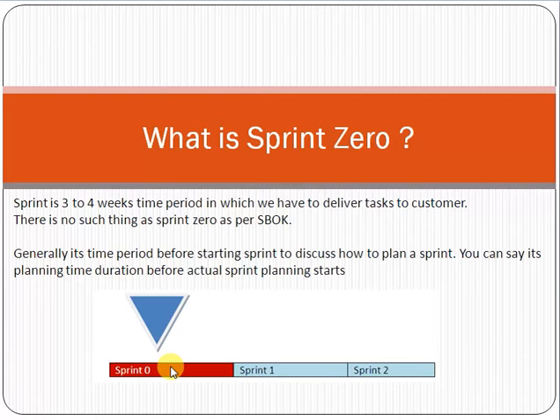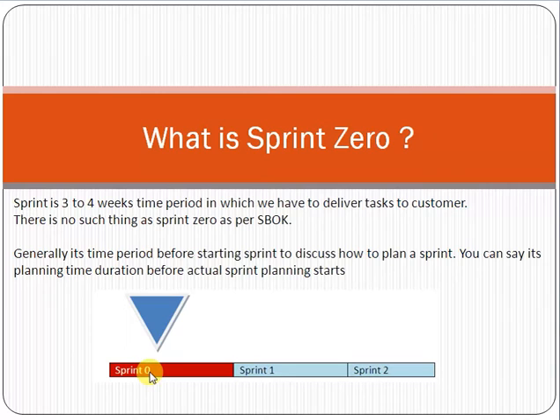it to the customer. So as per the definition, this is a time frame of 1 month, or you can say 1.5 months, in which at the end of the sprint you have to deliver a few things to the customer. But if we talk about sprint 0, you are not going to deliver anything to the customer. So as per the definition, it does not fulfill the definition of a sprint. That's why we are saying that sprint 0 is nothing.